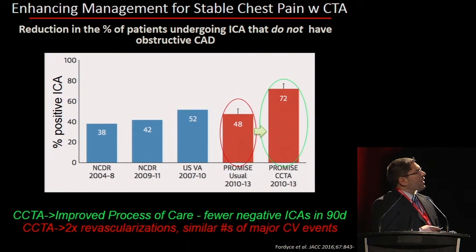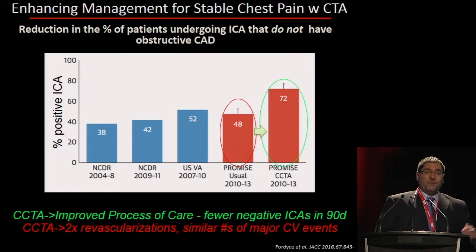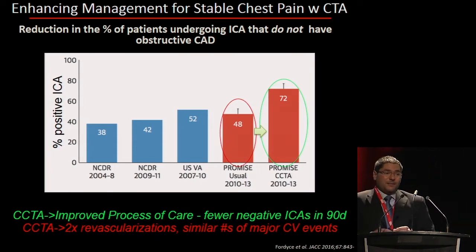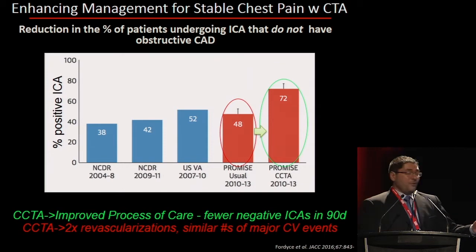So, whereas before, 50% of your patients would go to an angiogram and not have obstructive stenosis. Now that has dropped; with CT, that can drop to a lot less. So only 30% of the people that go into invasive angiogram actually have a non-significant stenosis. So you improve care by having fewer negative invasive procedures.